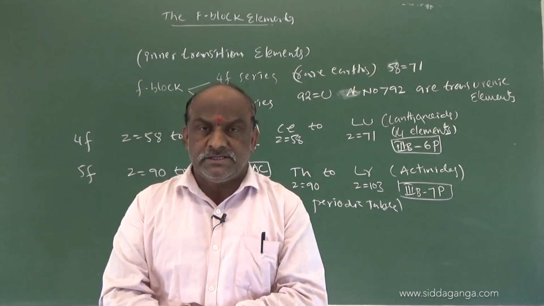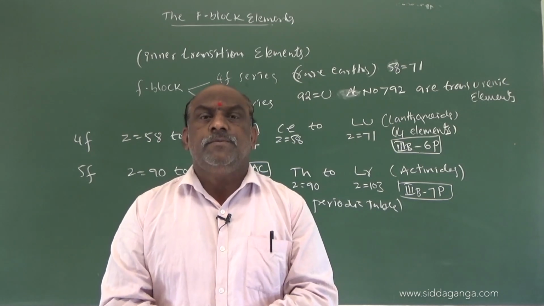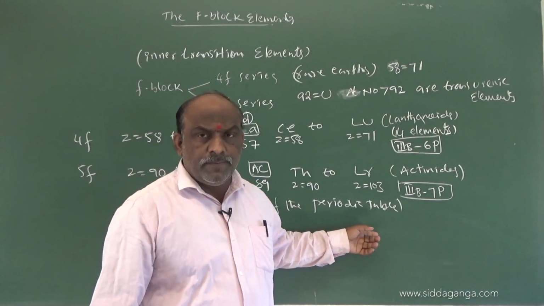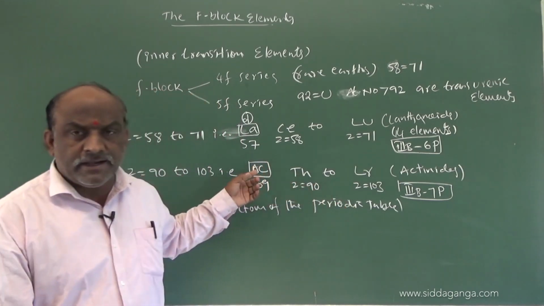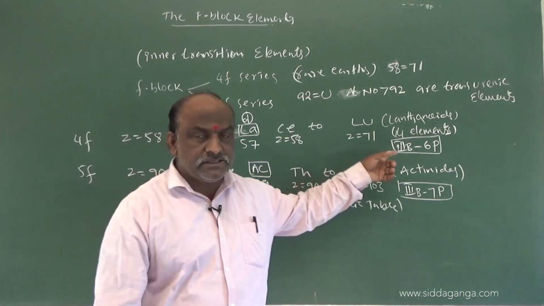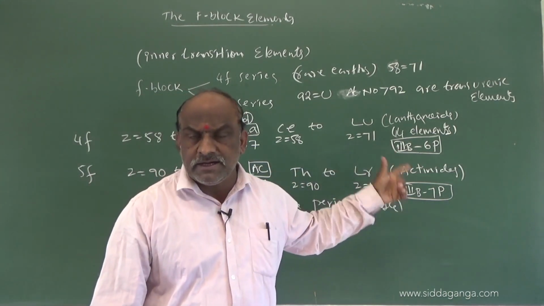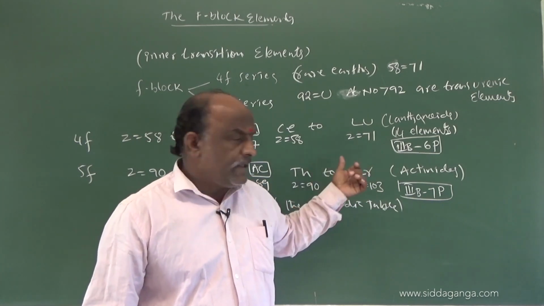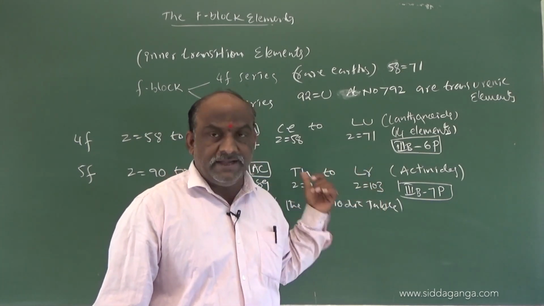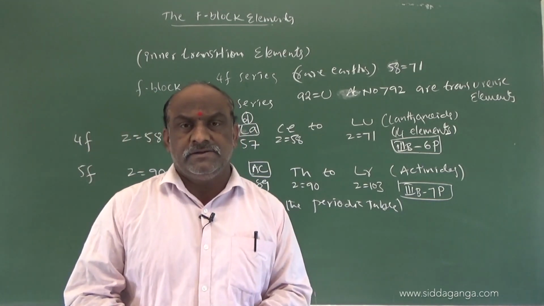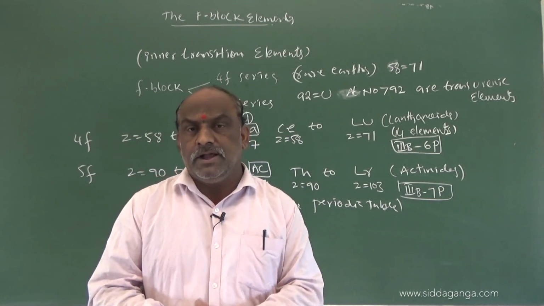rare earths. The F block elements are positioned at the bottom of the periodic table, and each period contains 14 elements: 58 to 71 are lanthanides and 90 to 103 are actinides. All lanthanides resemble lanthanum, and actinides resemble actinium. Due to that reason they are called lanthanides and actinides, and both belong to the F block elements.